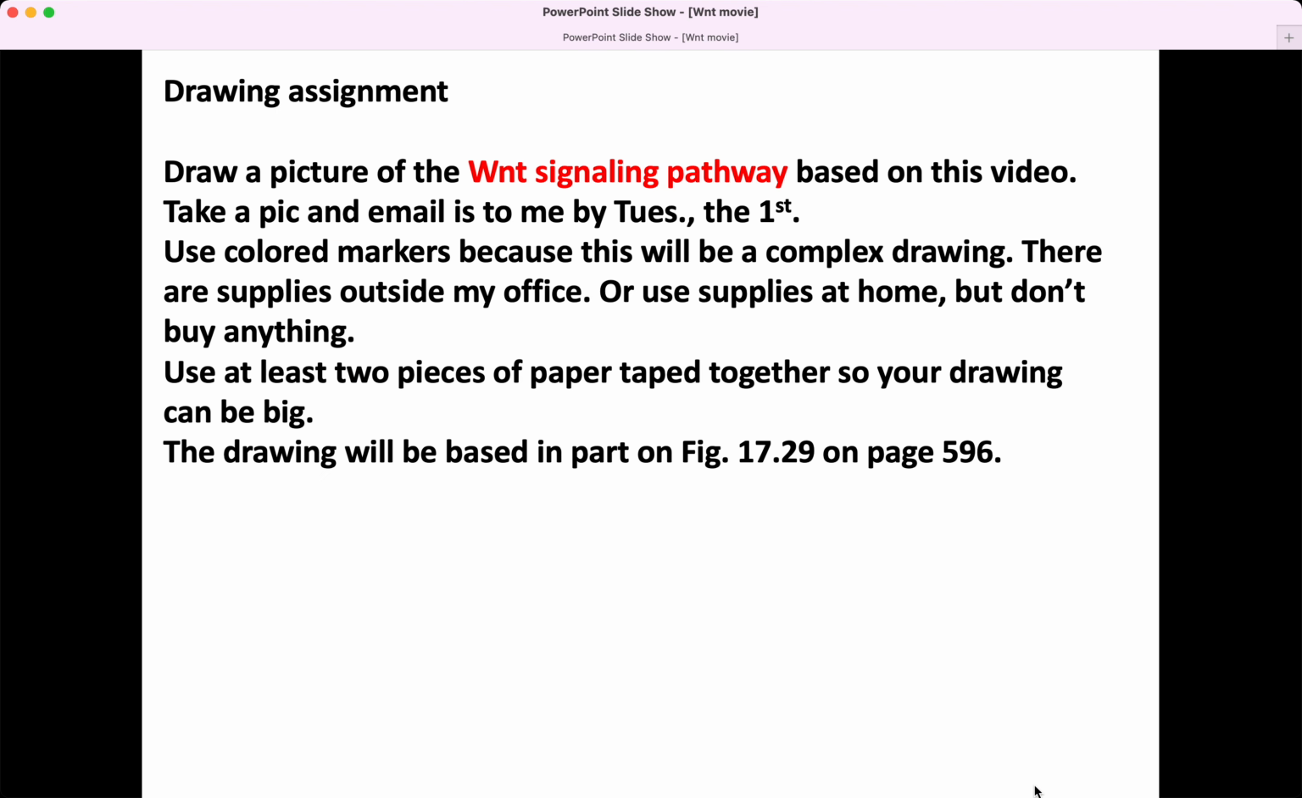If you have the supplies to do this at home, go for it. Don't buy anything, but you'll need some colored supplies, and you'll need to make it big. It has to be big because there's going to be a lot of information on it. You're going to draw and label more stuff than I have.